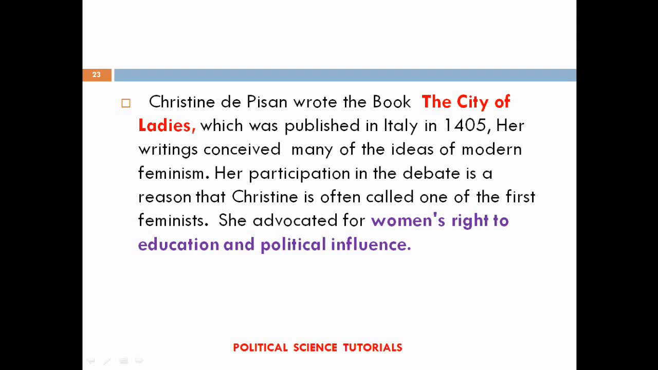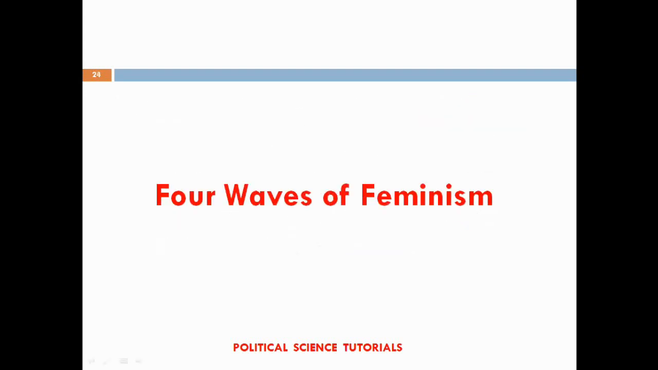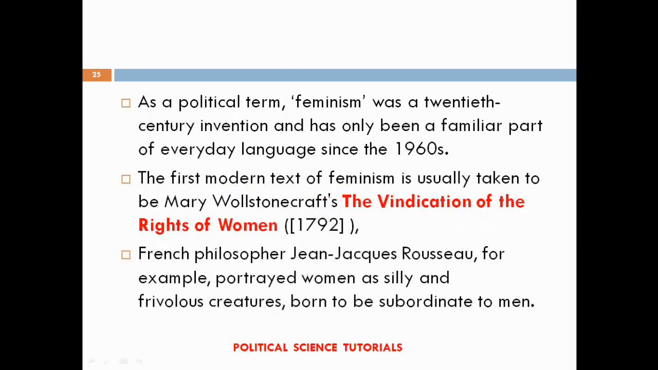And there were so many who advocated for equal status and justice for women. But it was not until the 19th century that an organized women's movement developed. Now we will discuss how an organized movement of feminism developed.